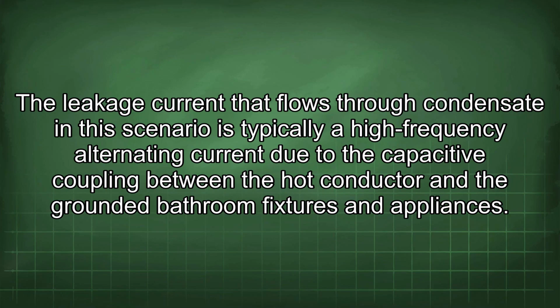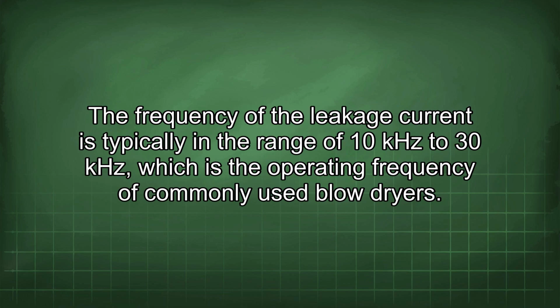The leakage current that flows through condensate in this scenario is typically a high-frequency alternating current due to the capacitive coupling between the hot conductor and the grounded bathroom fixtures and appliances. The frequency of the leakage current is typically in the range of 10 kHz to 30 kHz, which is the operating frequency of commonly used blow dryers.